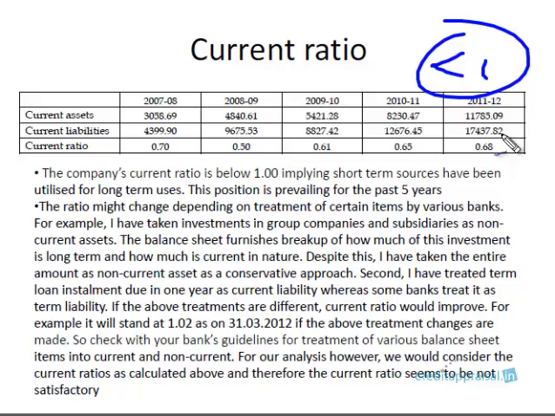Now, as a banker, you are really worried about it, but let me point out a couple of points. For calculation of current ratio, classification matters a lot. What are the items you are taking as current assets and current liabilities? JSW is a big company, right?